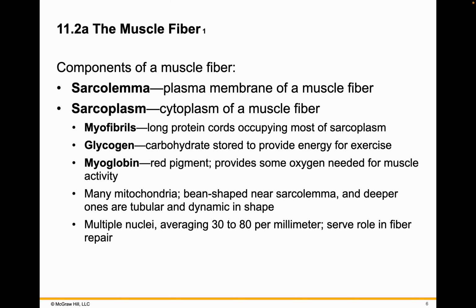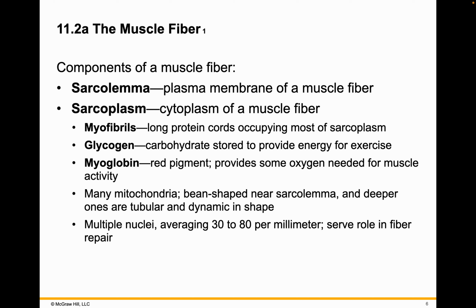A single muscle fiber or cell, again, is surrounded by a plasma membrane, as all cells are, and in the case of a muscle cell, we call that plasma membrane the sarcolemma. There is also cytoplasm inside of the muscle cell, and in the case of a muscle, we call it sarcoplasm. We have myofibrils, the long protein cords occupying most of the sarcoplasm. Glycogen is found there. Glycogen is a carbohydrate storage form of glucose. Myoglobin is a relative of hemoglobin. It is a red pigment. It can store oxygen for muscles to use when they are active.